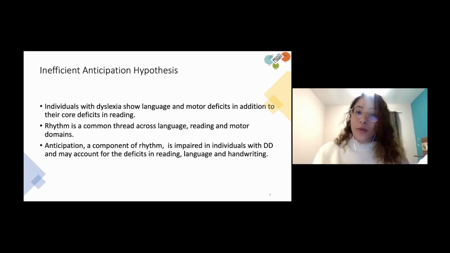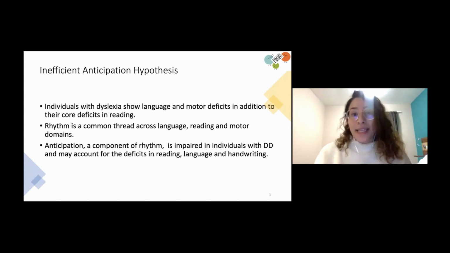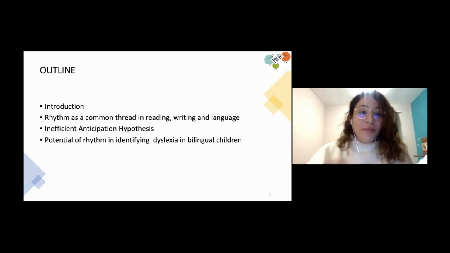The idea that I'm going to be discussing today is that individuals with dyslexia present with inefficient anticipation mechanisms, and that this inefficient anticipation mechanism contributes to their difficulties that we observe in reading, handwriting, as well as language. So in today's talk, first I will present a brief introduction about dyslexia and the type of difficulties that we observe in individuals with dyslexia.